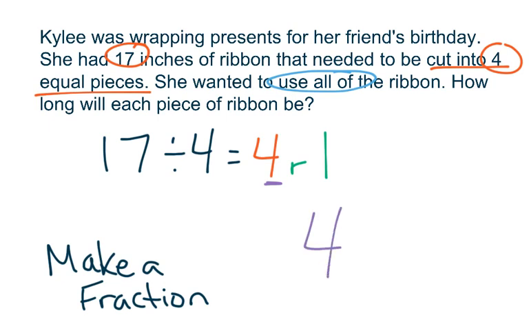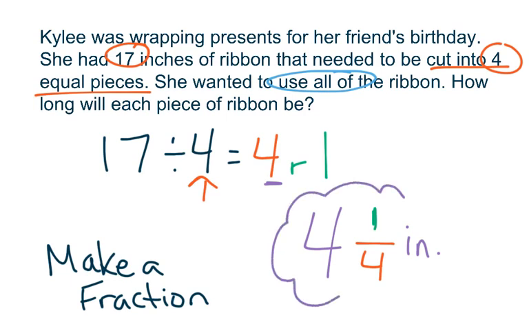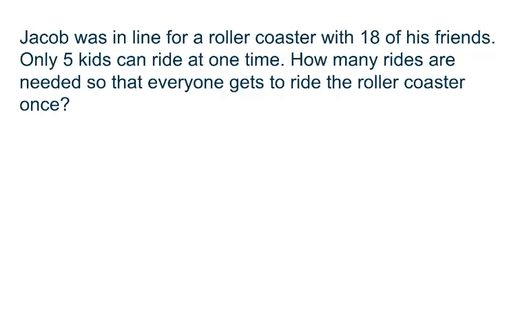My 1, my remainder, for my leftover foot, 1 of those little pieces is going to go extra for each ribbon. And then how many little pieces am I separating it into? My divisor tells me that, which is 4. So she is going to need to cut 4 1/4 inches of ribbon so that she uses all of her 17 inches of ribbon. Last problem we're going to take a look at today.